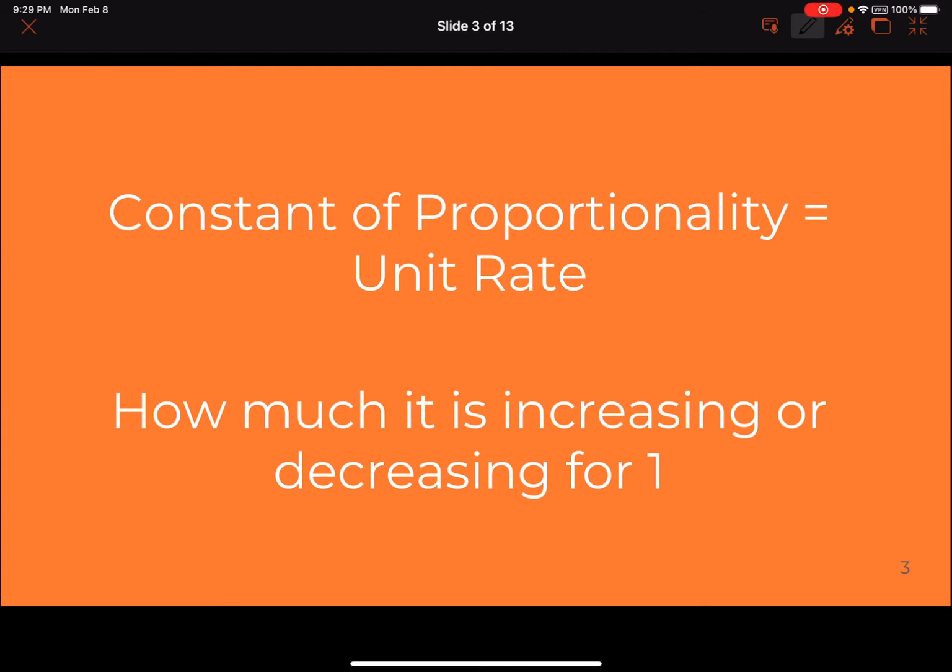Okay, today we're going to learn about something called the constant of proportionality. And the constant of proportionality is basically a fancy way of saying unit rate for things that are proportional, okay? Another way of verbalizing this is how much is it decreasing or increasing for 1? So if we go up an hour, how much are we increasing or decreasing in the other thing we're evaluating, okay? I know this is a little bit confusing, but we will talk about it some more with some application.